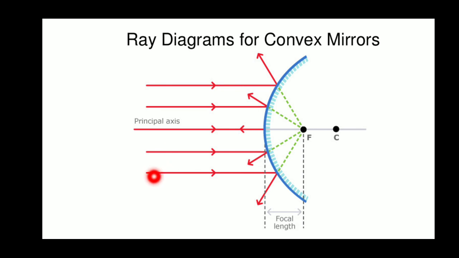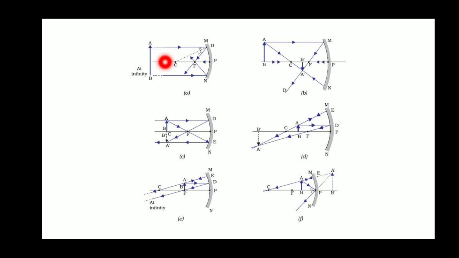In a convex mirror, these are the incident rays today. Parallel rays? Yes. If the rays are parallel, where is my object? You are right, the object is at infinity. So when the object is at infinity, where will you get the image in your previous case? Object is at infinity, image is formed at focus.